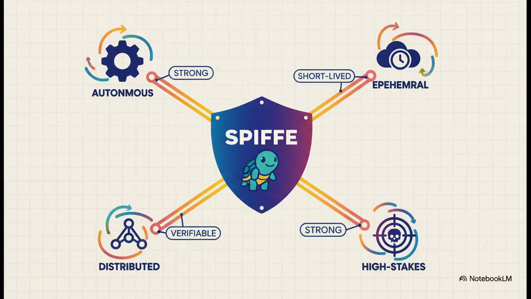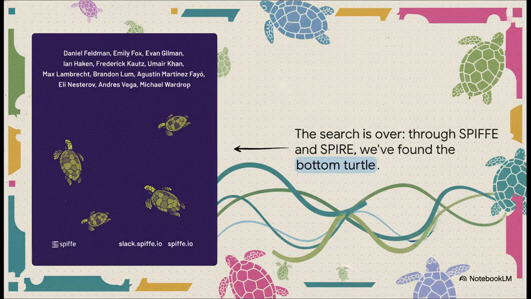Well, the answer is SPIFFE. It's almost like it was purpose-built for this exact problem. It gives these AI agents exactly what they need: a strong, platform-agnostic, short-lived, and cryptographically verifiable identity. This is the identity backbone that is going to allow AI agents to operate safely and be held accountable in a zero-trust world.